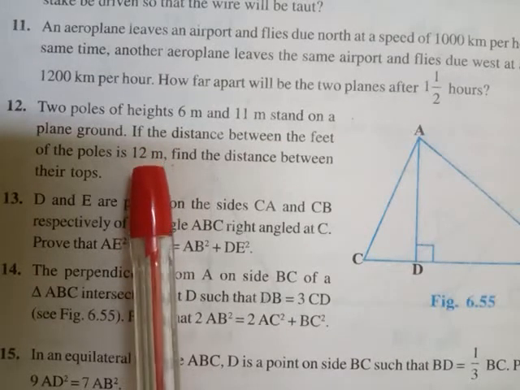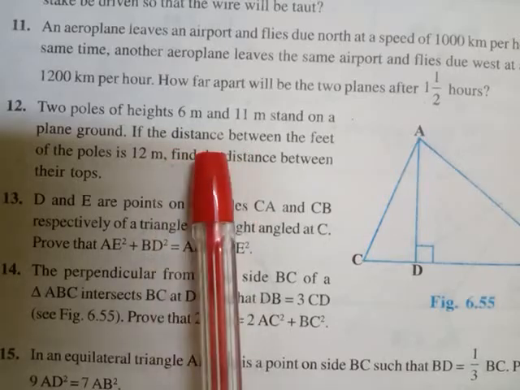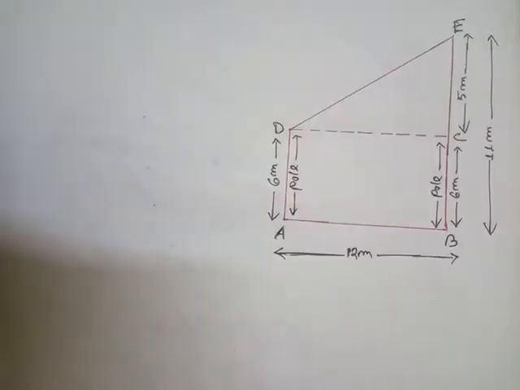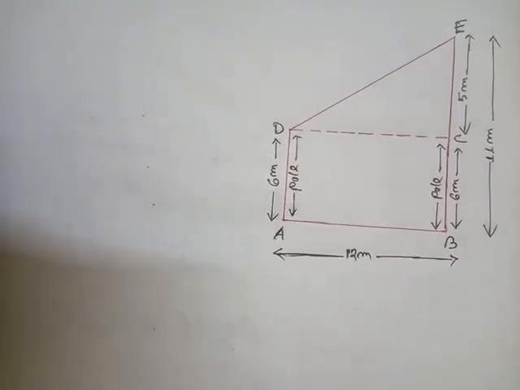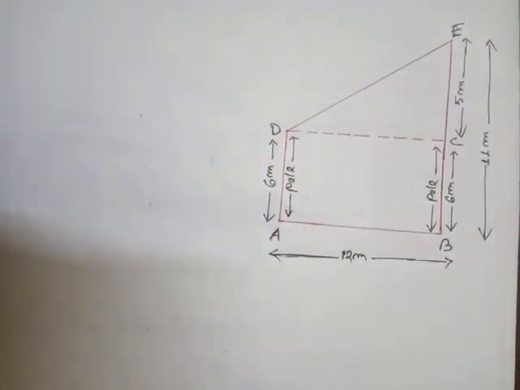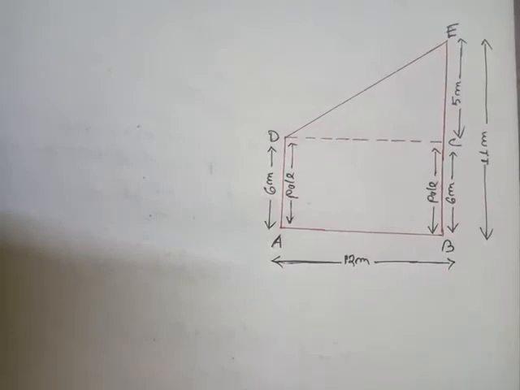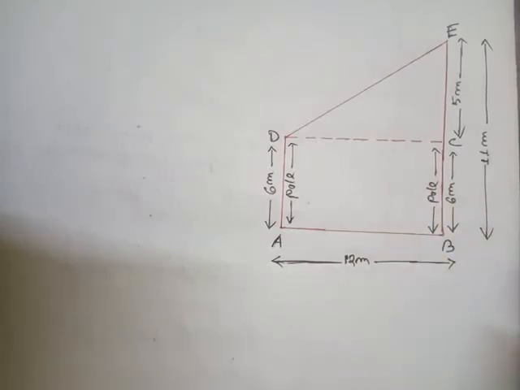Question number 12, exercise 6.5, class 10, general maths. Let's have a look how to solve this one. Students, now this is a diagram of question number 12, exercise 6.5, class 10, general maths. As you can see in the video, the diagram is like this actually. And two poles of height 6 meter and 11 meter stand on a plain ground.